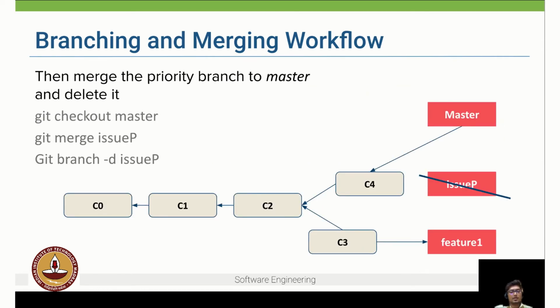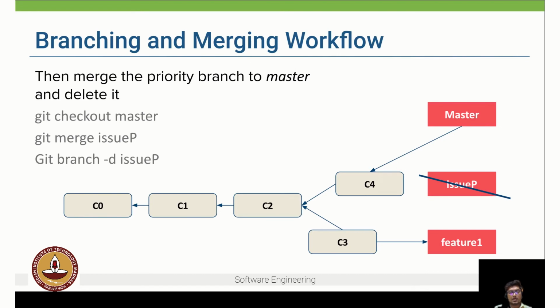After that, you are done fixing issue p. You have tested your changes and they work. So you will want to merge the changes in the branch issue p to master. You do that by the commands git checkout master, then git merge issue p, and then you delete the branch issue p using git branch -d issue p. The d should be small in this command. Okay, now the master will point to C4. It is moved from C2 to C4.